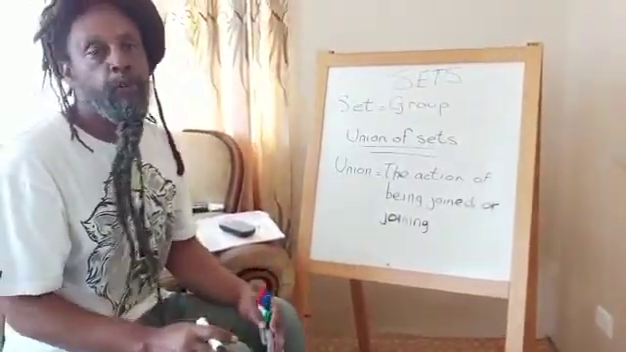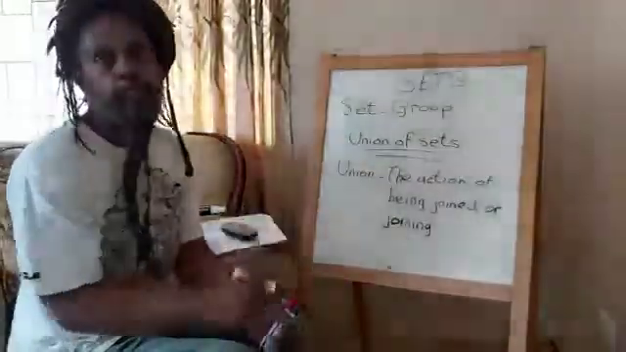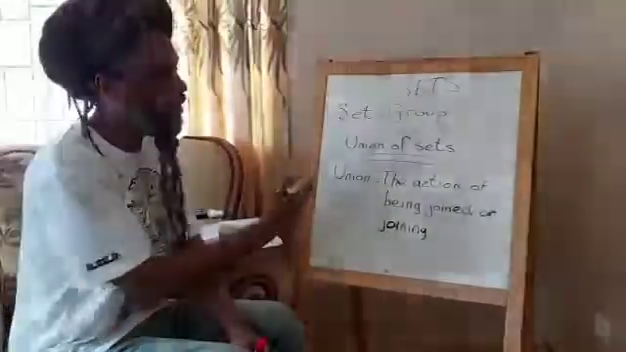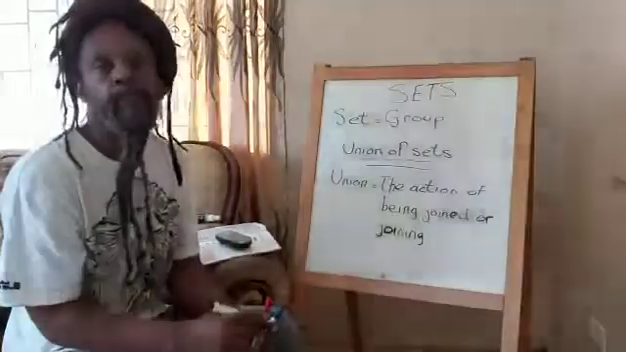Before we actually get into the math of it, I want you to make sure that you have this down: that a set is a group or a collection, and the union of sets is the action of being joined or joining.